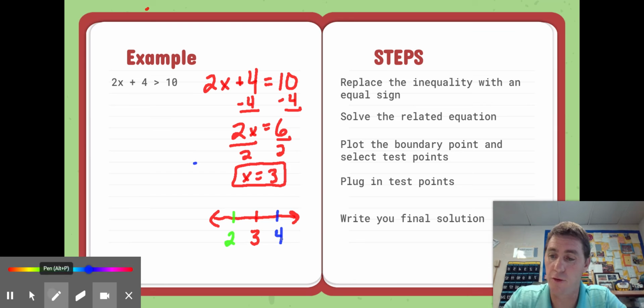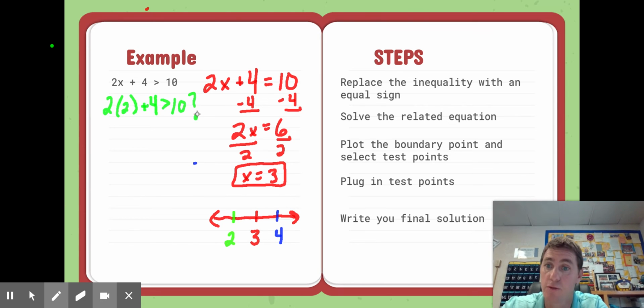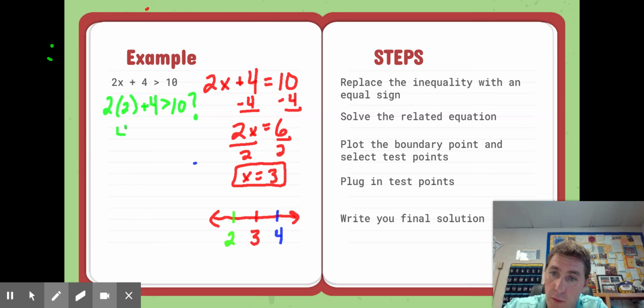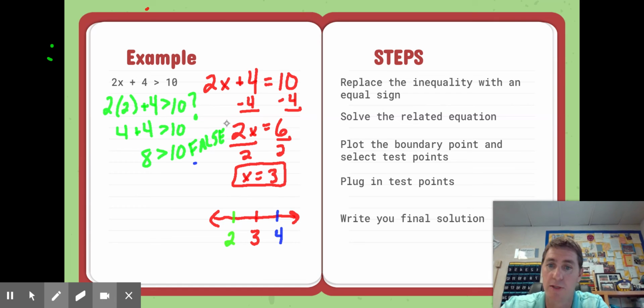So let's start with 2. If we use 2, does it create a true statement? And so we plug in 2 in for x. And I put a little question mark because I'm not sure if this is true or not. 2 times 2 is 4 plus 4 is greater than 10. 4 plus 4 gives me 8, and 8 is not greater than 10. This is false, which means I don't want to shade towards the 2.